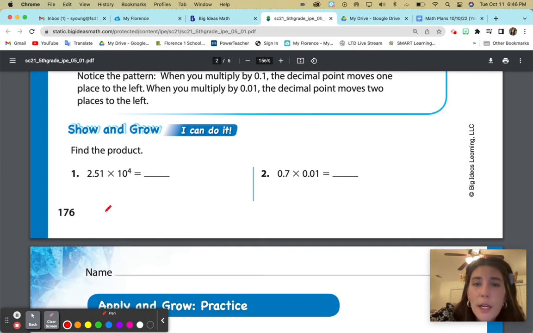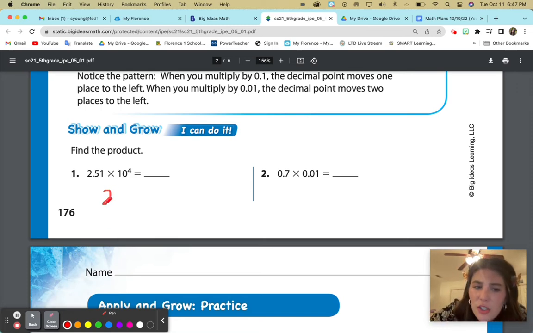2 and 51 hundredths times 10 to the 4th. Well, hold up. What type of power of 10 is that? Is that a whole number power of 10, or is that a decimal power of 10? Well, if you said whole number power of 10, you are right. Keep that in mind here. So what do I do here?